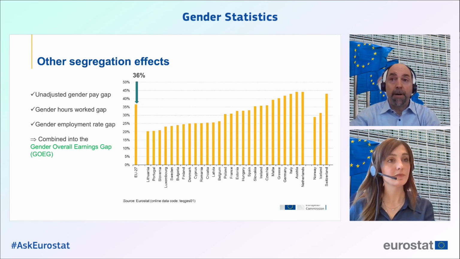This results from the combined effect of the employment rate, which is lower for women in general, part-time work, which is more prevalent among women, and the difference in the hourly earnings, which is captured through the unadjusted gender pay gap, as was analyzed before. So the gender overall earnings gap and its components shed light on the main drivers of the gender pension gap as well.